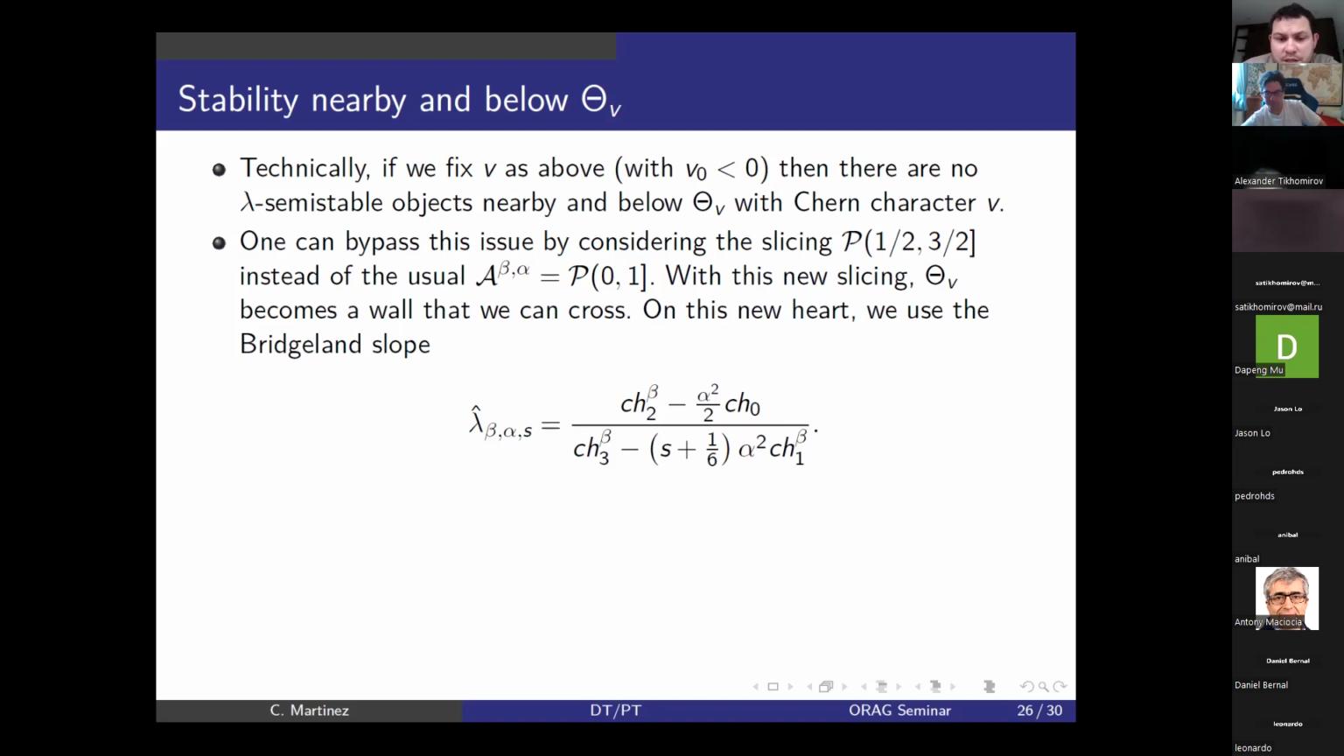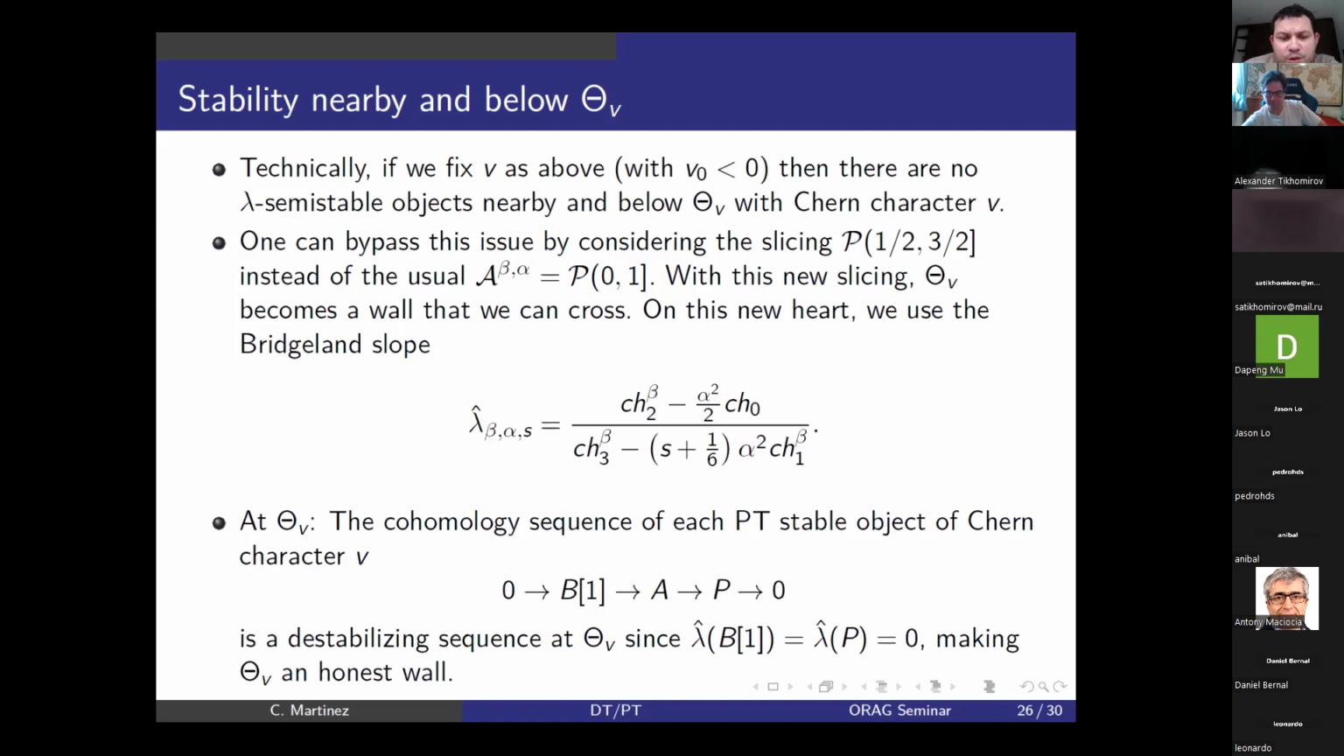So we can measure with this lambda hat slope, and then when we go to theta V and analyze again with this lambda hat slope, a PT stable object that was of this form, an extension of a zero-dimensional sheaf by B shifted by 1, becomes a destabilizing sequence. Precisely, now I change the denominator, moving it to the numerator, and instead of before, when I had lambda taking the value of infinity at B and B shifted by 1, now, because the denominator is on top, I get lambda hat of B shifted by 1 and lambda hat of B equal to 0.